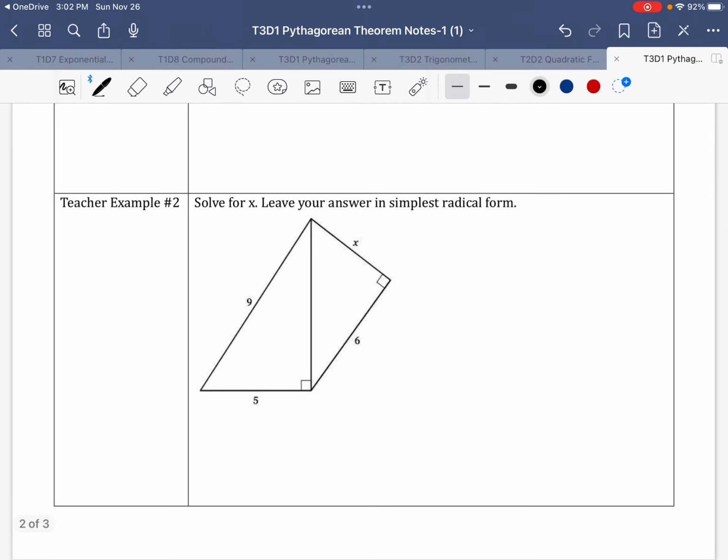Teacher example number 2 asks us to solve for x, again, where our final answer is in simplest radical form. Now, in this problem, we should identify we have 2 right triangles, and they share one side. So once we're able to solve what that side is equal to using the Pythagorean theorem on our left triangle, then we can use that value to find x. So this is essentially 2 Pythagorean theorem problems in one.